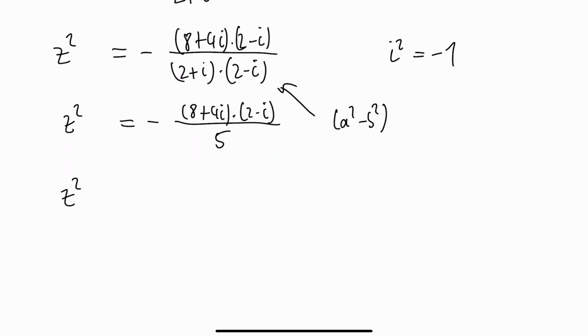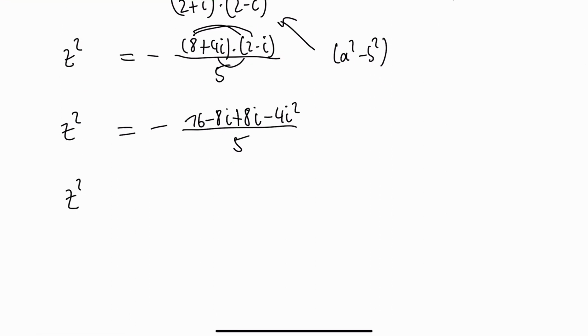Now we can simplify the upper part. So this gives us the negative in front. 8 times 2 is 16. 8 times minus i is minus 8i. Then we have 4i times 2, which gives us plus 8i. And 4i times minus i gives us minus 4i squared.